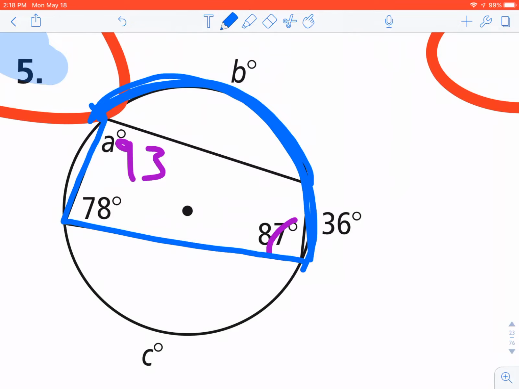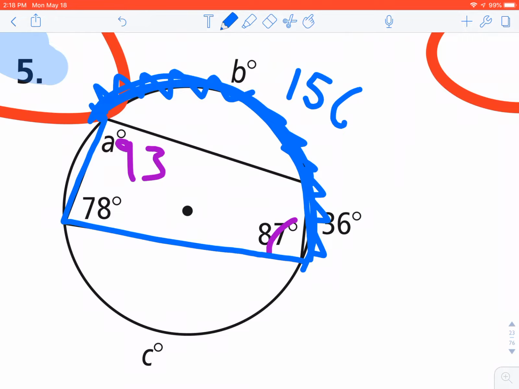So what I'm going to do is I'm going to double 78. I'm going to multiply it by 2. That gives me this whole arc. So if I take 78 and I multiply it by 2, I get 156. So this whole arc that's been squiggled here is 156 degrees.